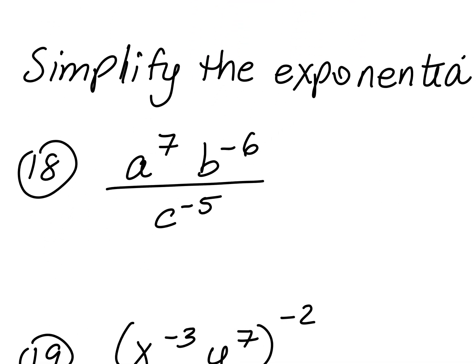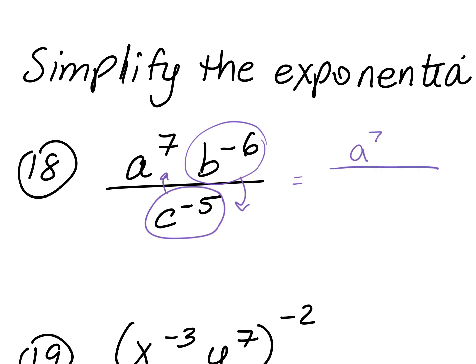Okay, let's look at 18. What should we do first here? Lauren. Awesome. We don't like negative exponents in our answers, so if we see a negative exponent, we want to flip it. So if it's on the top, we bring it to the bottom. If it's on the bottom, we bring it to the top. So I have a to the 7th power. That one was positive, so we keep it where it's at. I'm going to bring the c up, so it'd be c to the positive 5th power now, over b to the positive 6th power.